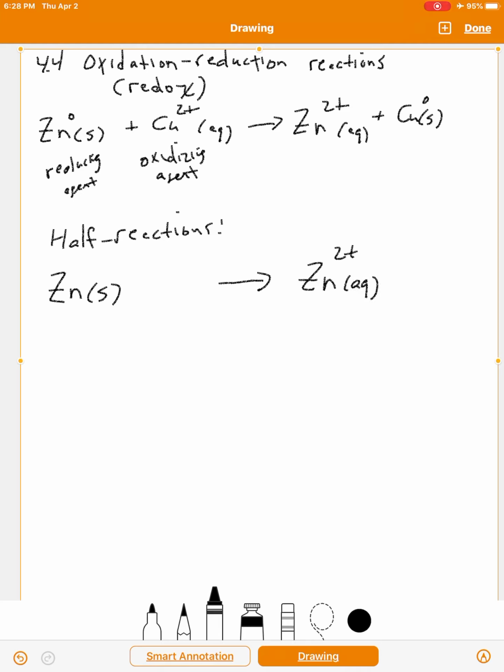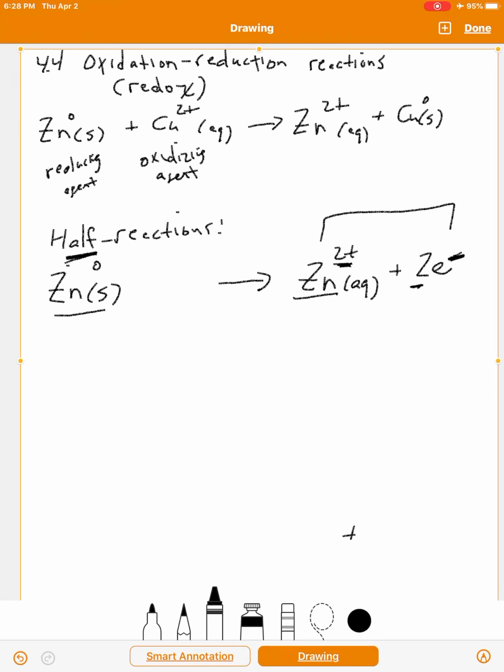You then add electrons to the more positive side. This is more positive than that. Why? Because it has a plus 2 charge. That's positive. This doesn't have any charge at all. So the right side is more positive, so you add electrons to that side. And I'm going to add exactly the number of electrons that it takes so that the charge on this side is equal to the charge on that side.